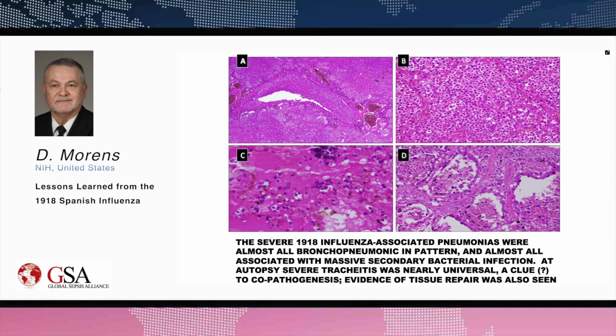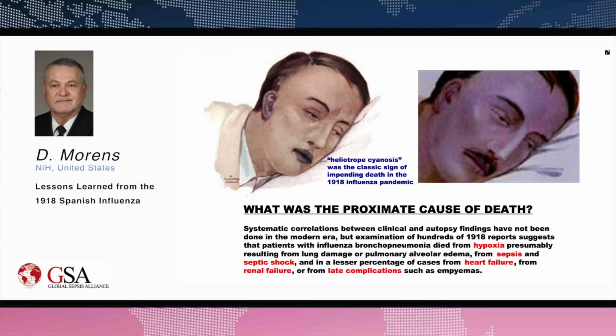So the 1918 pneumonias were almost all bronchopneumonias, just as I said a minute ago in talking about measles pneumonia. There were bronchopneumonias, and almost all of them were associated with massive infection. But evidence of tissue repair was there. So the virus did its thing, but it repaired quickly. And one would imagine that had these people not got secondary bacterial infections, they would have been fine. They would have recovered, just like most of us recover from influenza.